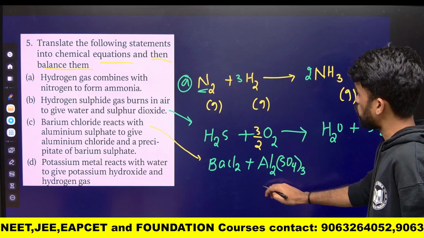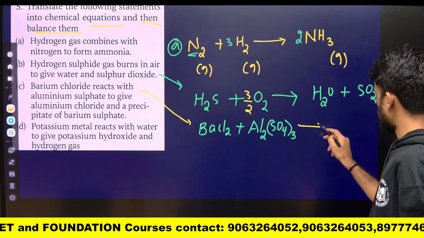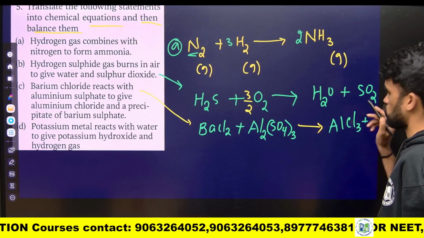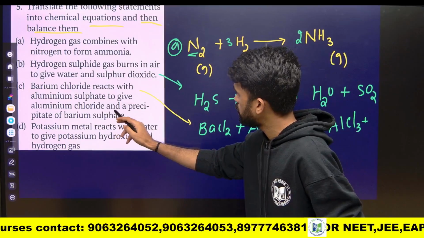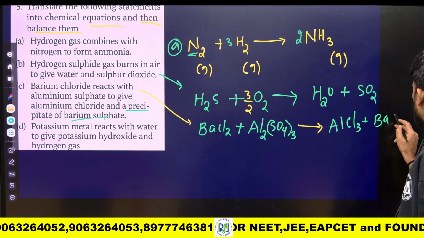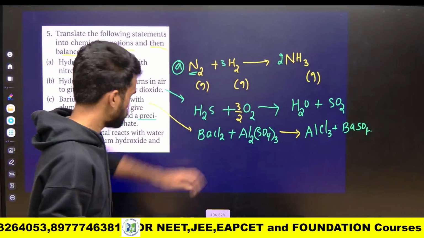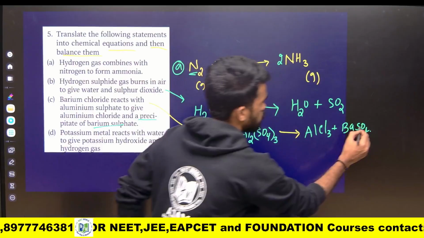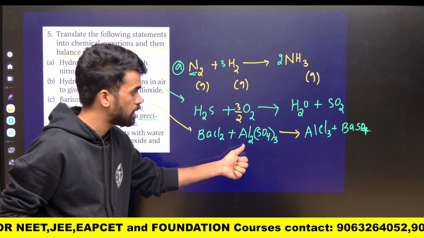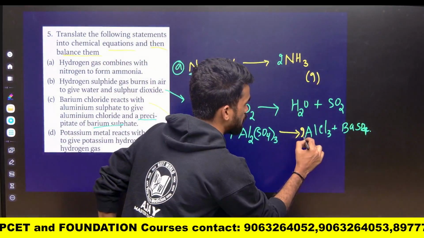So what is it producing? It is producing aluminum chloride. So write AlCl3, aluminum chloride is this one. Okay, and again with that, a precipitate of barium sulfate, so BaSO4. So these are the products formed here. Now balance it. How many aluminiums are there? 2. But here how many have we written? 1. So it means you can write 2 AlCl3.